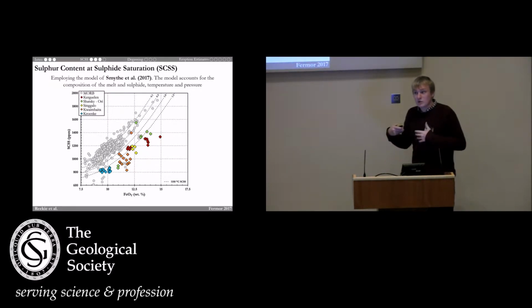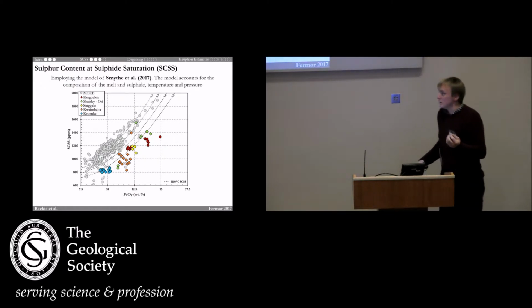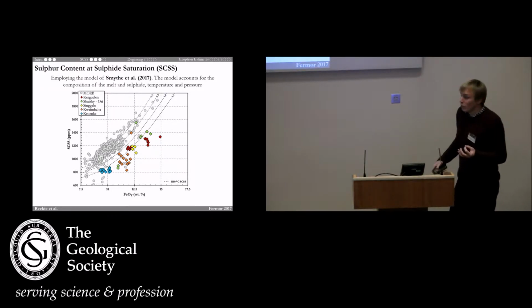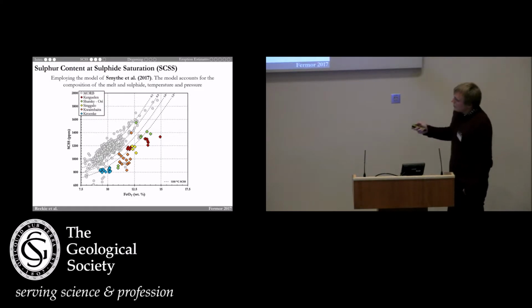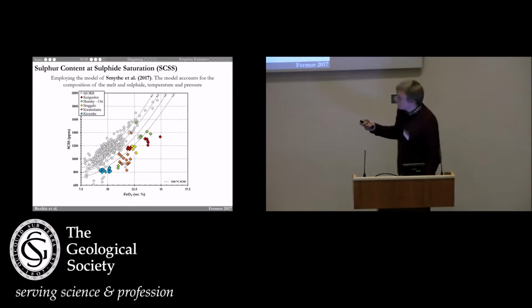So what we've done is we've taken our glass measurements and we've modelled the sulfur content at sulfide saturation as a function of pressure, temperature, and the composition of a hypothetical sulfide phase that would saturate in these melts. And we've just taken a typical MORB sulfide composition. So this is plotted up not against magnesium, but as total iron in the melts.